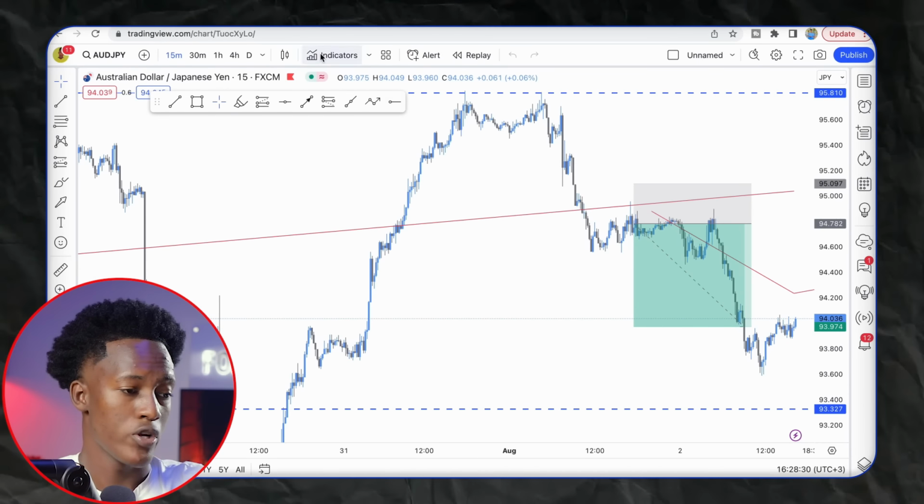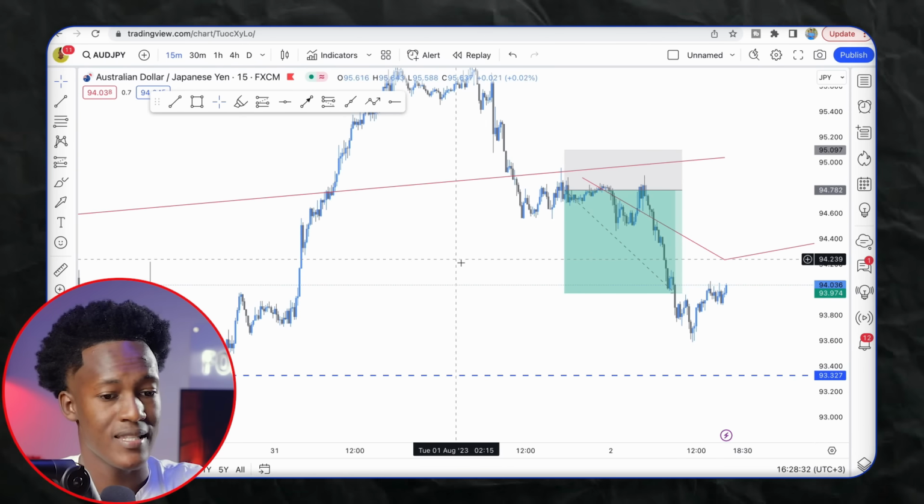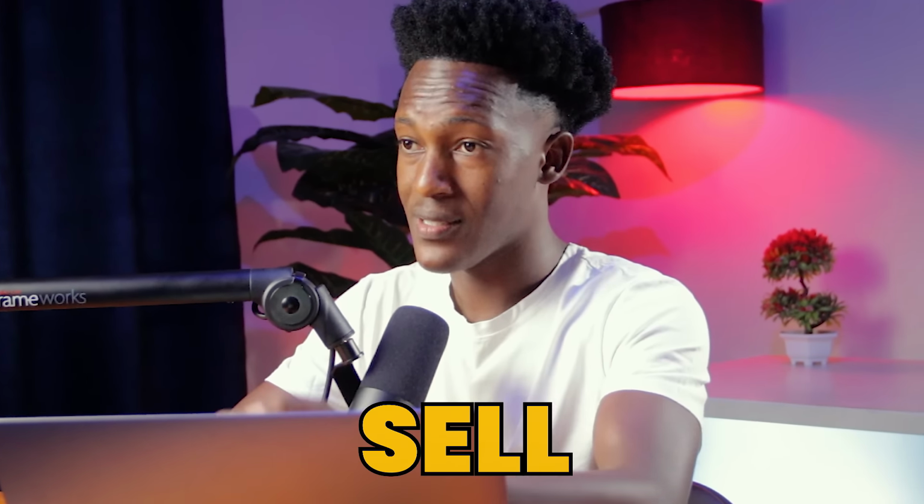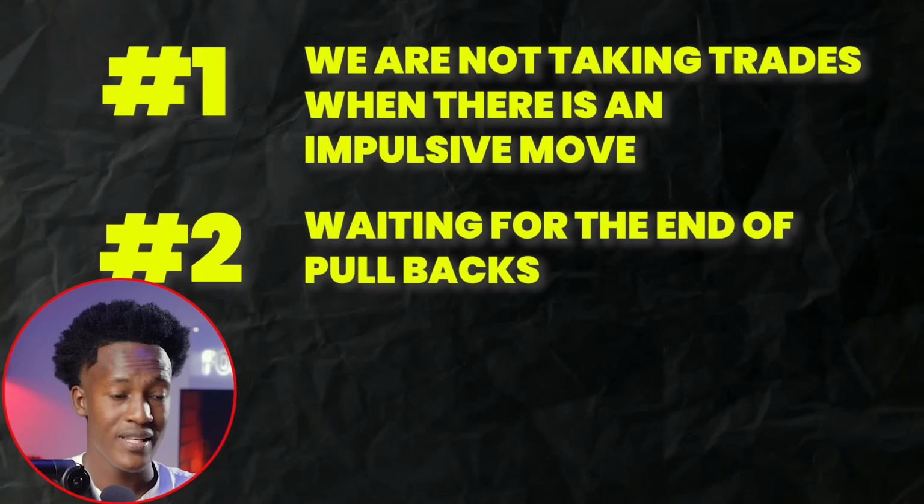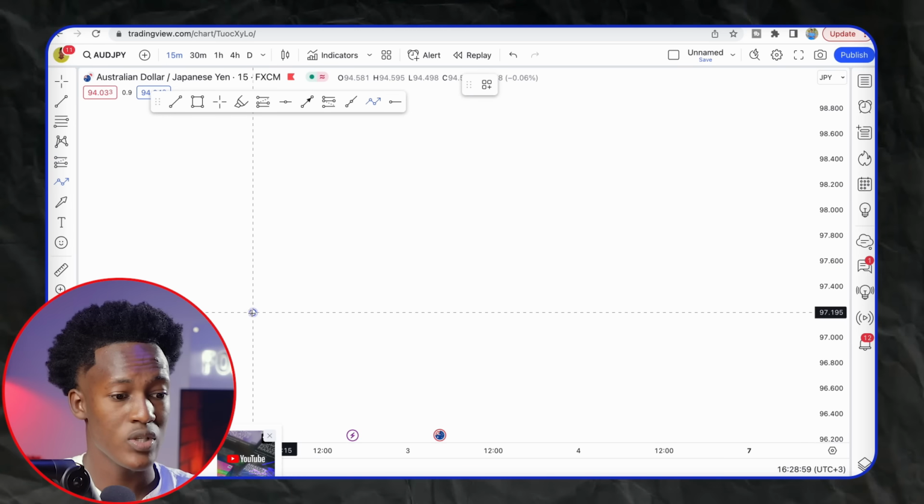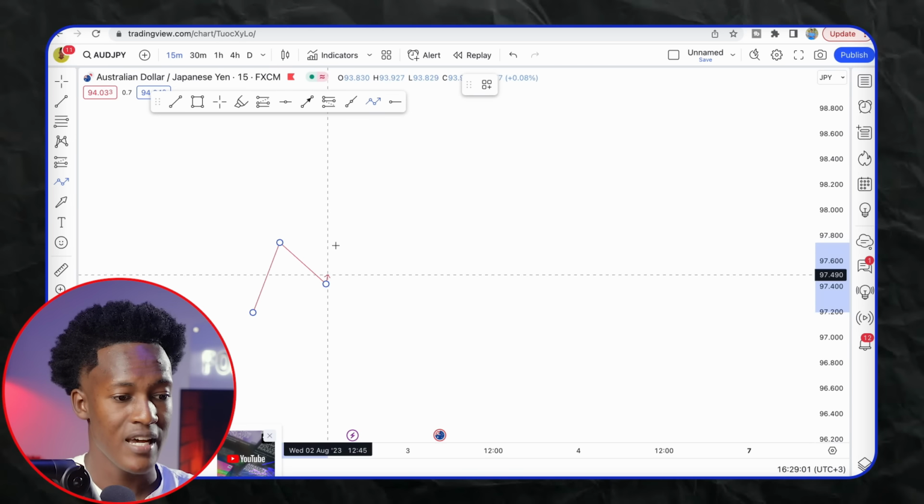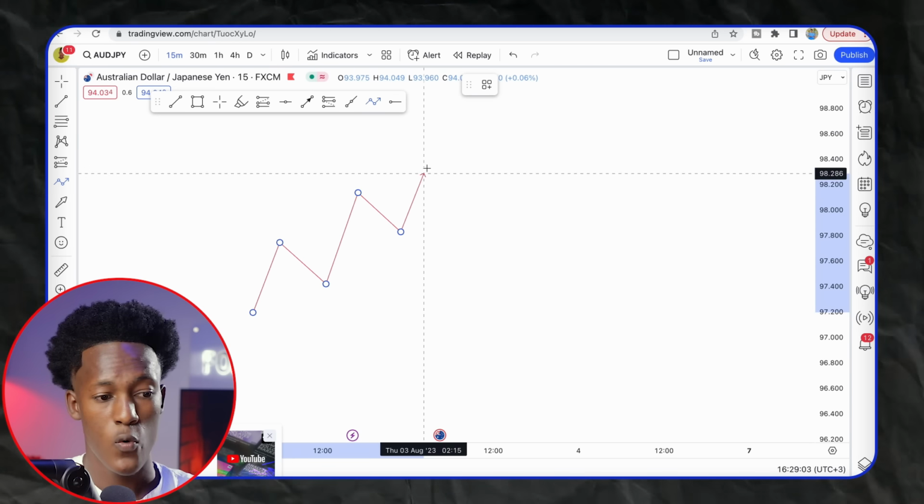So we are on AUDJPY, and it's the trade that I took yesterday. Now I'm actually going to first show you how I got it and why I took a sell. Now please pay close attention and look at how I generated the trade. Now first things first, we are not taking trades when there is an impulsive move.